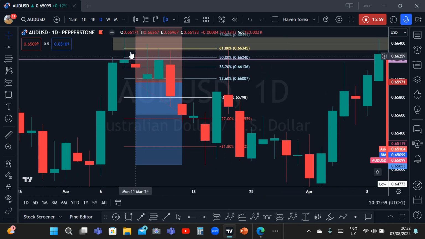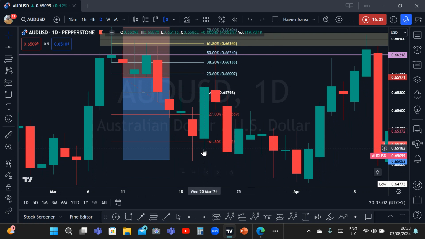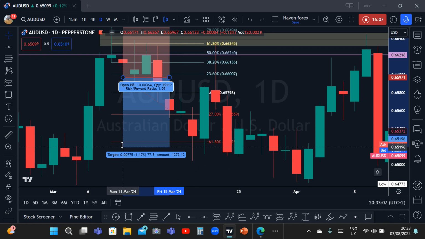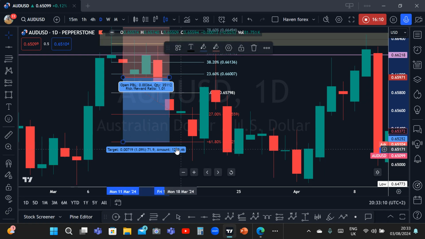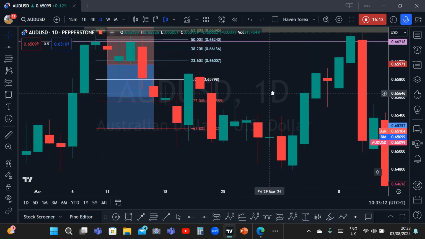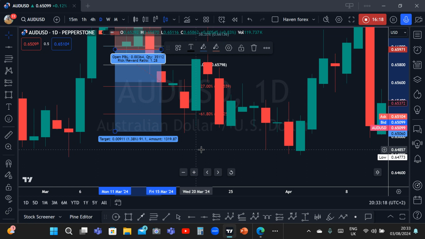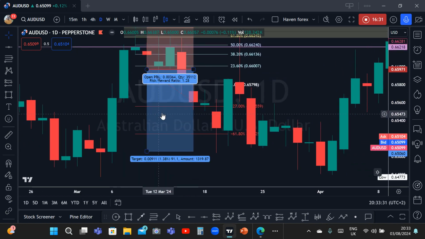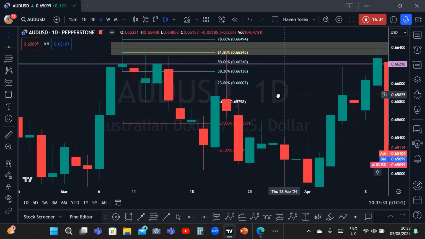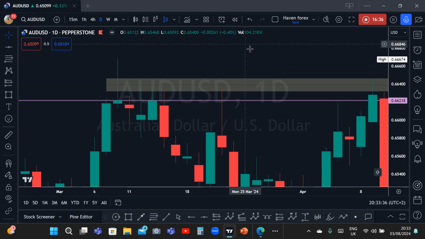Now, all you need to do is to plot your fib level, and that fib level will give you where you should take your profit. All right, something like this. Don't be greedy, so that you won't be struggling, saying, oh, price has not hit my TP yet. You have to be considerate. Don't be greedy. Always play safe.